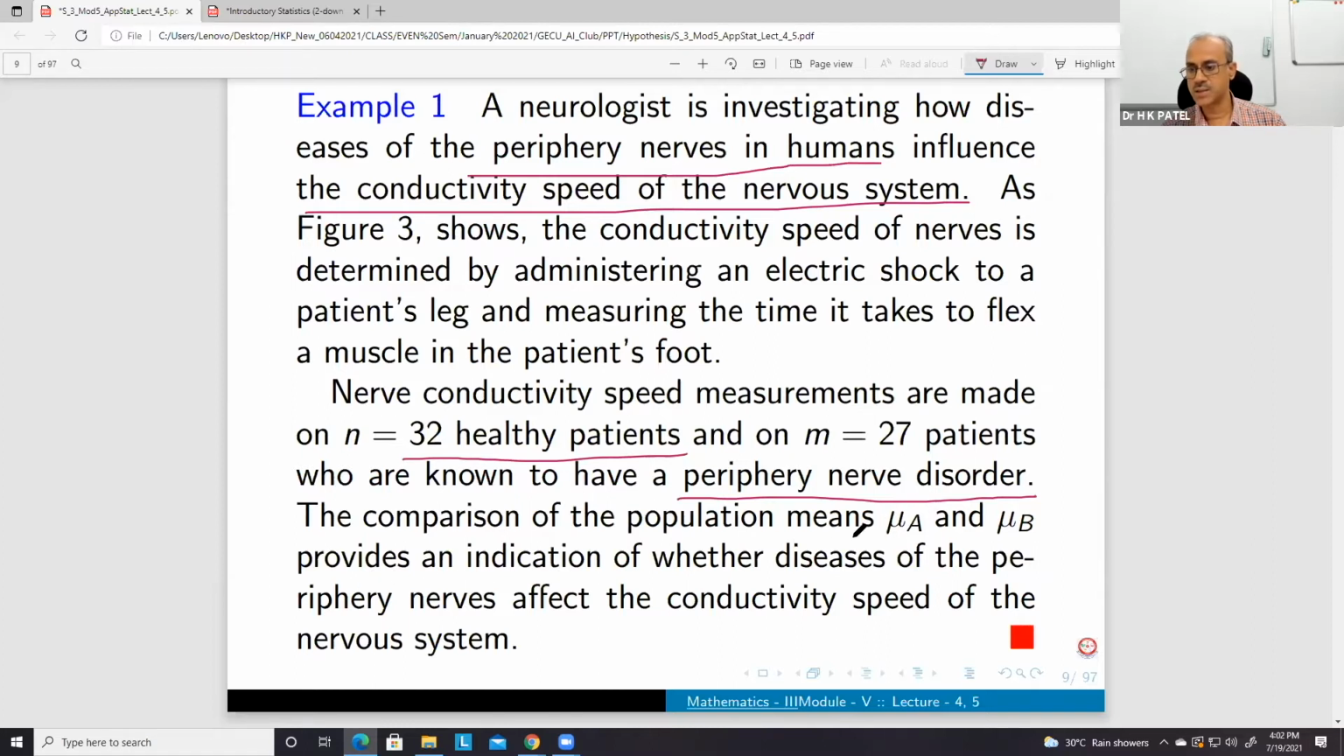The difference between the values of mu A and mu B provides an indication of whether disease of the peripheral nerves affects the conductivity speed of the nervous system or not. So we have to find these two means, and then we can check whether there is an effect of this peripheral disorder on conductivity or not. Therefore, we need to calculate these two means and their approximation.